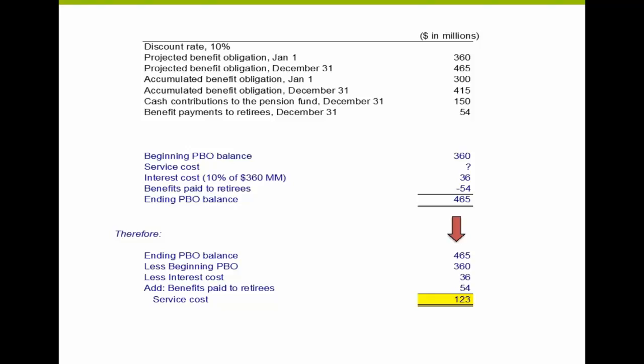But a couple things to keep in mind is that the discount rate to calculate our interest cost is the discount rate times the beginning balance of our projected benefit obligation. So in this case, the discount rate is 10%, and the beginning balance of our projected benefit obligation is $360,000. Therefore, that is $36,000. Benefits paid is going to decrease the PBO because once you've paid the benefit, you no longer have that liability.